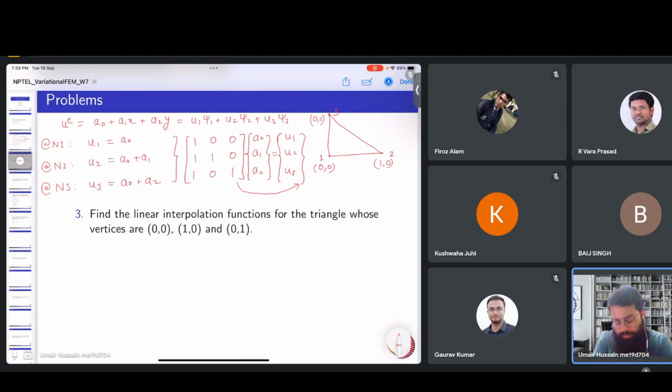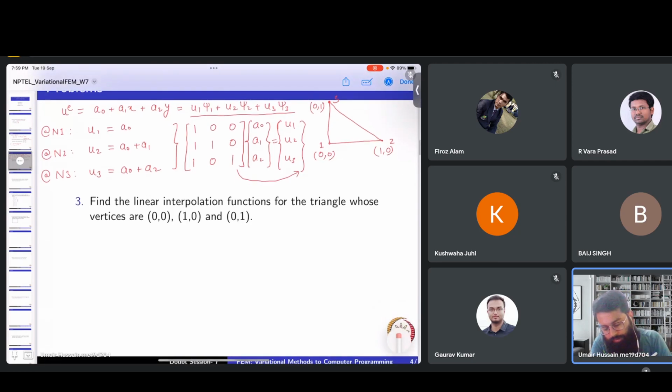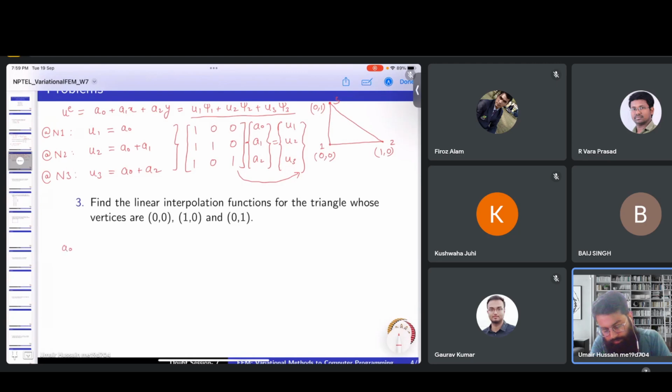Once we get a0, a1, a2, we substitute back into the above equation, and we arrange it like we did for 1D FEM also. This will give us our psi1, psi2, psi3. We'll not go with taking the inverse of this matrix. That is a tedious task, but you can just solve for a0, a1, a2 simply. So we have directly a0 equals u1, a1 equals u2 minus u1, and a2 equals u3 minus u1, right?